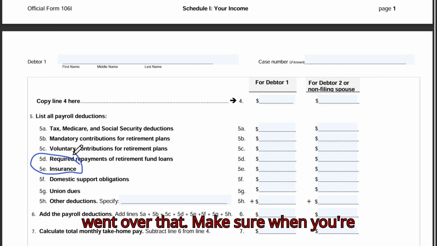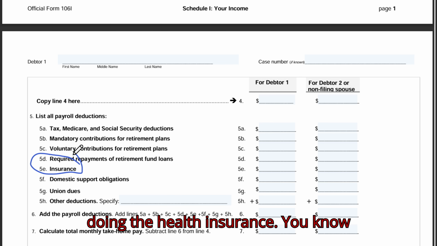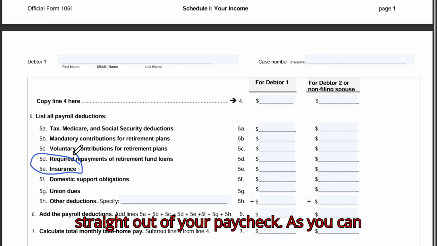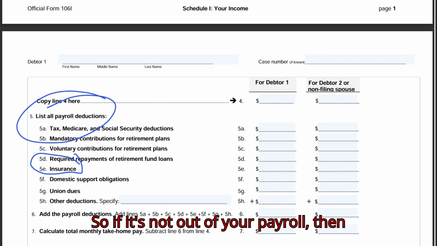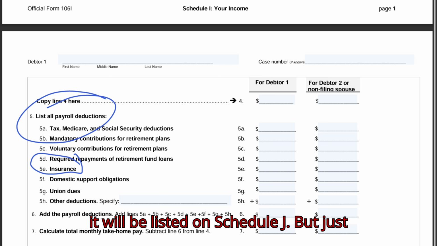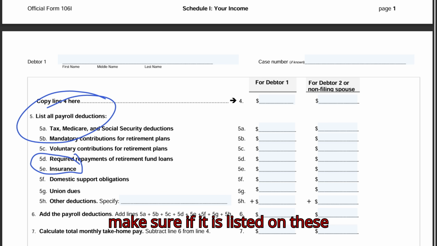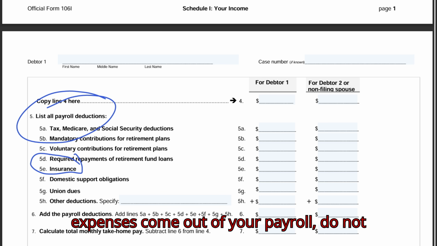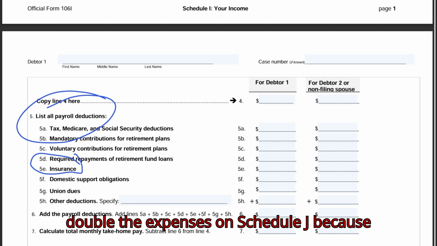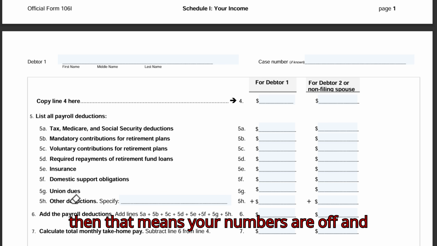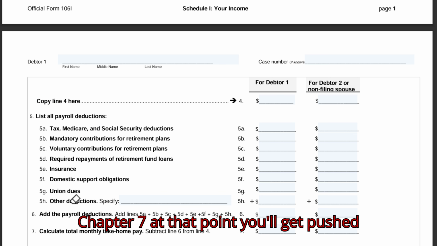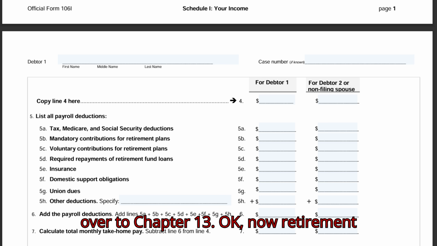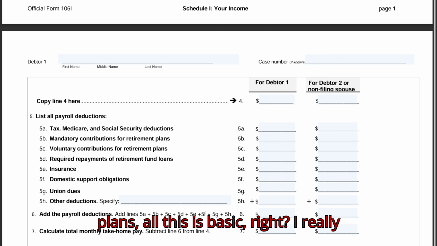Okay, and then back again just to make sure I went over that. Make sure when you're doing the health insurance, these are deductions that are made straight out of your paycheck. As you can see here, these are payroll deductions. So if it's not out of your payroll, then it'll be listed on Schedule J. But just make sure if these expenses come out of your payroll, do not double the expenses on Schedule J, because then that means your numbers are off and you're not going to qualify for Chapter 7. At that point, you'll get pushed over to Chapter 13.